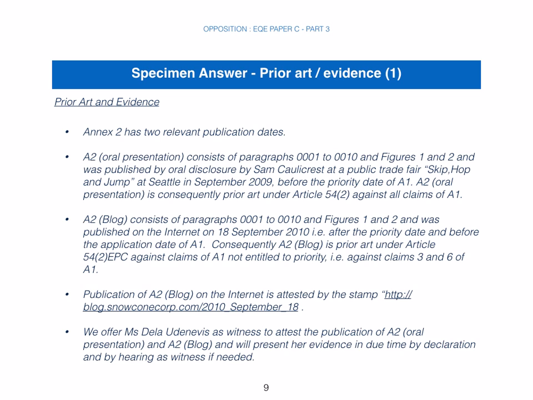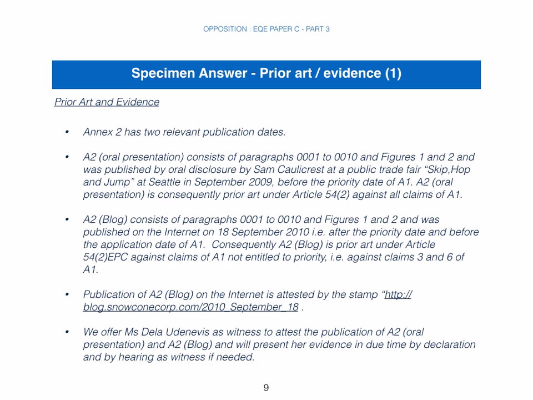A2 oral presentation is consequently prior art under Article 54(2) against all claims of A1. A2 blog consists of paragraphs 1 to 10 and figures 1 and 2, and was published on the internet on 18 September 2010, i.e. after the priority date and before the application date of A1. Consequently, A2 blog is prior art under Article 54(2) EPC against claims of A1 not entitled to priority, that is, against claims 3 and 6 of A1.